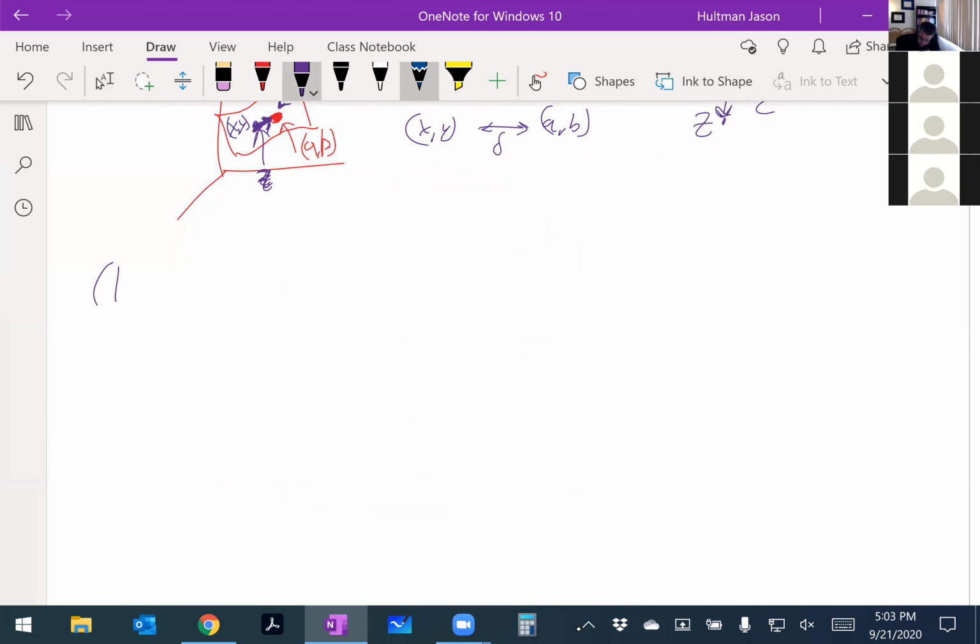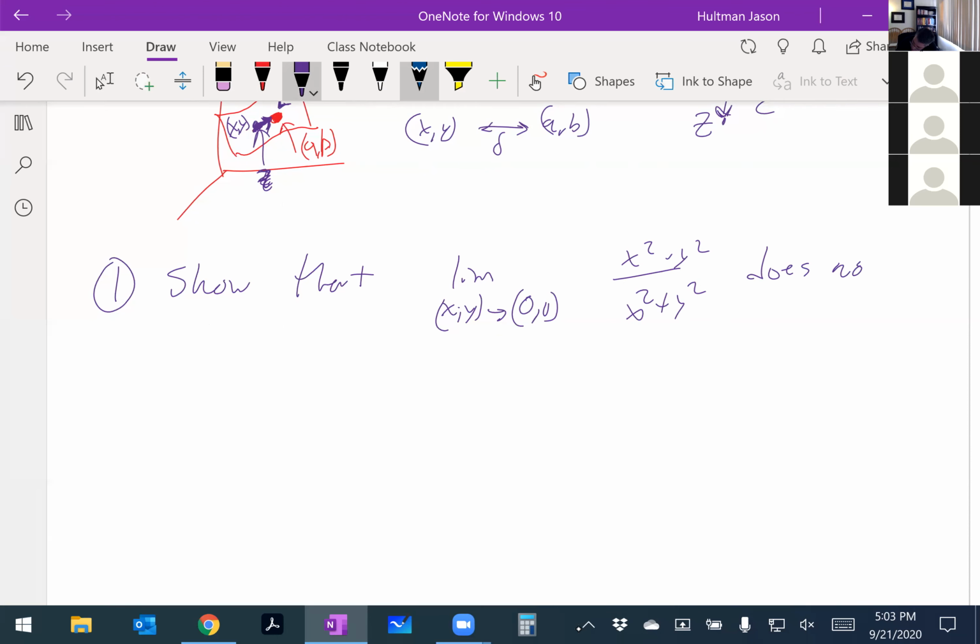So let's do an example. Make this a little clearer. Show that the limit as xy approaches 0, 0 of x squared minus y squared over x squared plus y squared does not exist. Why does this not exist?